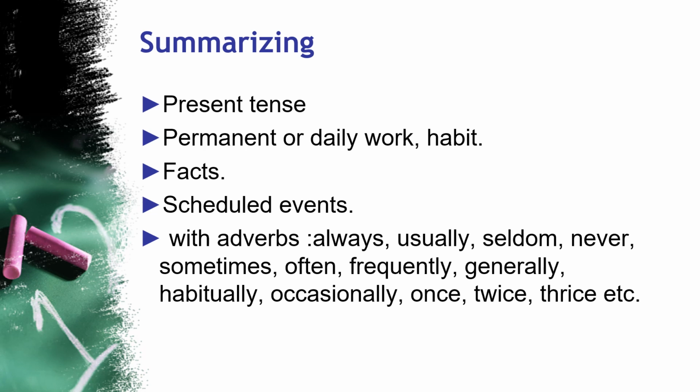Sometimes we use it for scheduled events, for example, the plane lands at 8 o'clock, or the train moves at 3 o'clock. There is a schedule, a table for the events. So at that time something is scheduled. They put that in a table, in a schedule, so every day the action repeats. That's why we have to use the present tense.